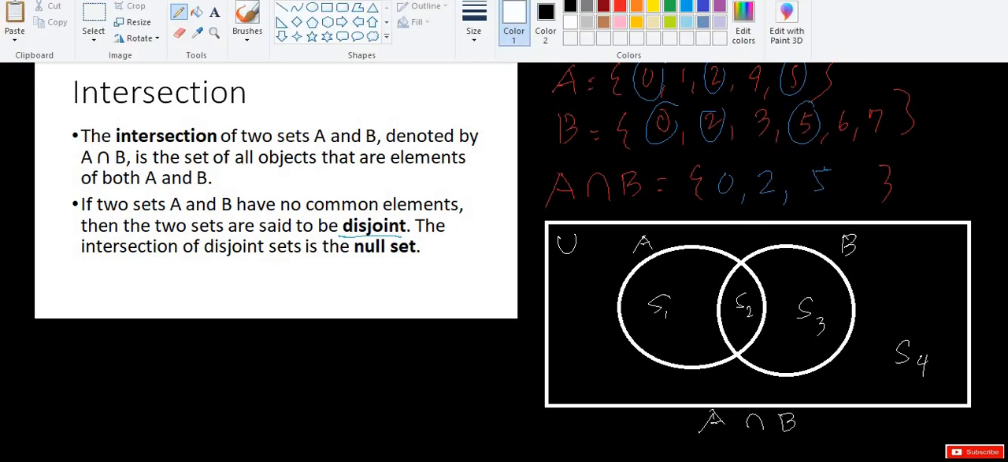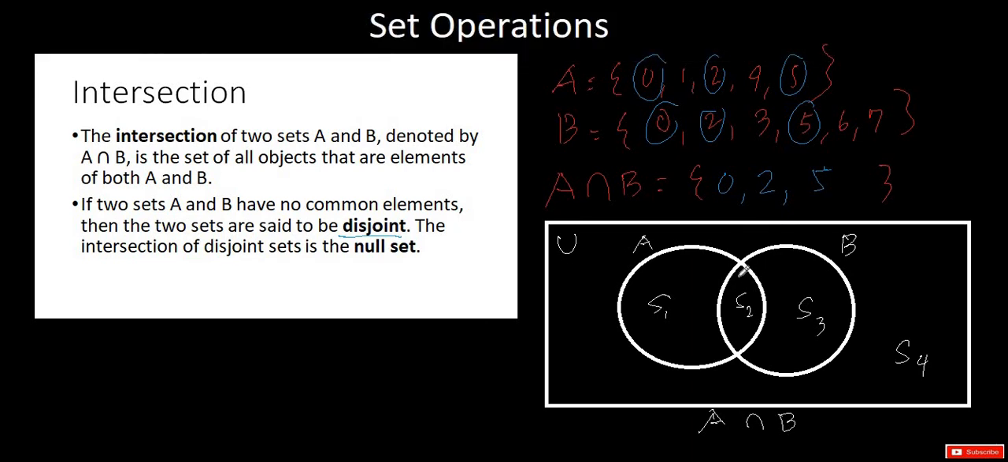Now what region of the Venn diagram represents the intersection of set A and set B? And we're going to use a color to shade the correct region here. So here we have S sub 2. So S sub 2 is the region in the Venn diagram that illustrates the result of the intersection of set A and set B.